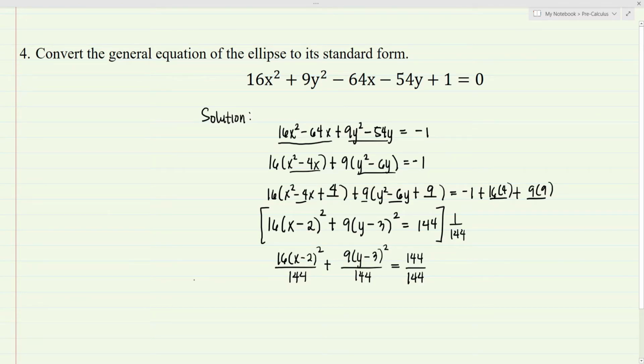Last step, simplify the fractions. 16 over 144 is 1 over 9. So the first term here should be x minus 2 squared over 9, followed by 9 over 144, that would be 1 over 16. The second term here should be y minus 3 squared over 16. Then the right side of the equation would be equal to 1. So the standard equation is x minus 2 squared over 9 plus y minus 3 squared over 16 equals 1.